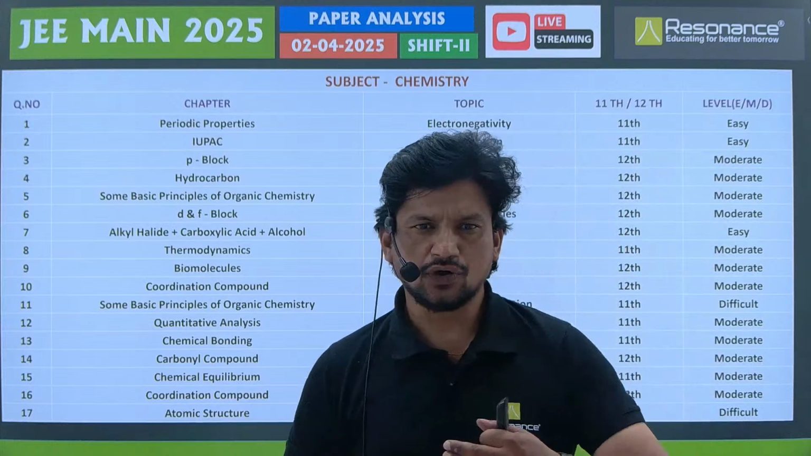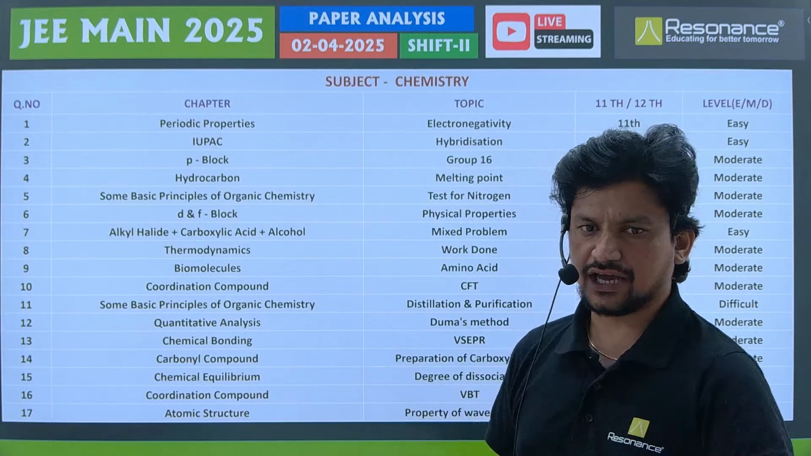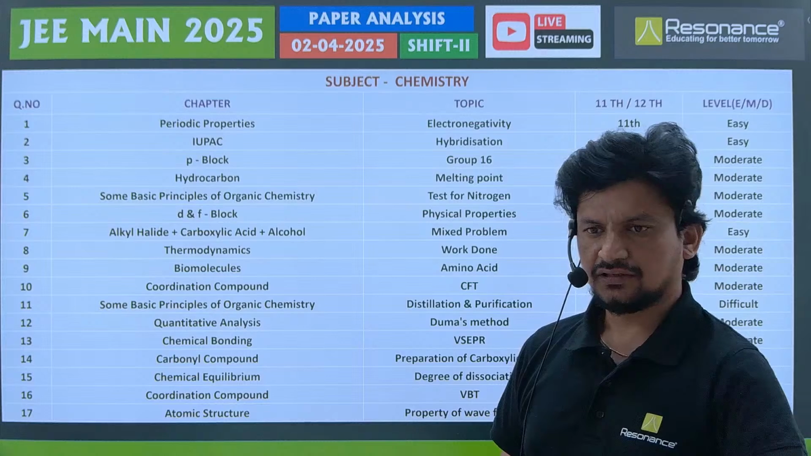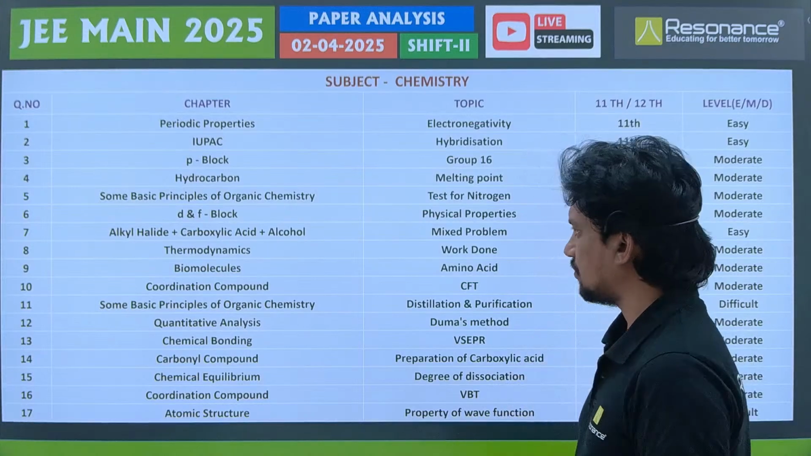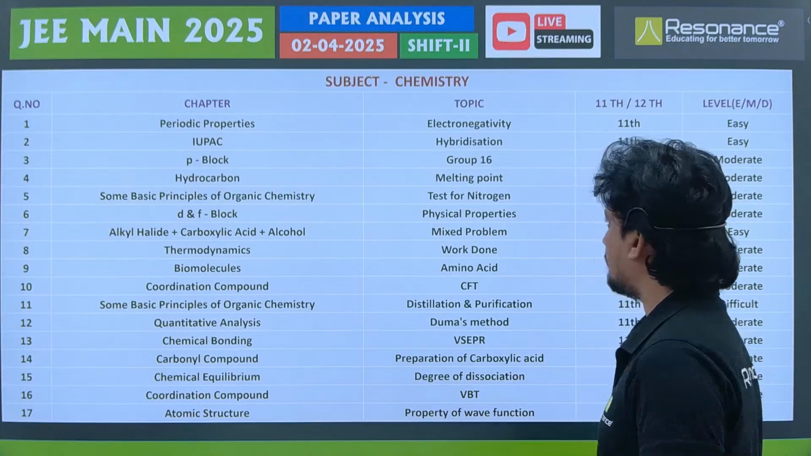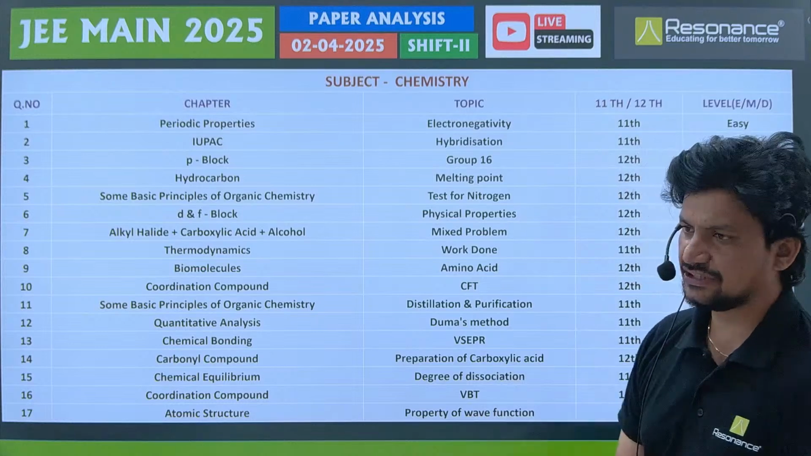They gave fluorine, oxygen, nitrogen, neon, which are in the same period. So we can easily analyze the question and give the option. This is actually a very easy question.